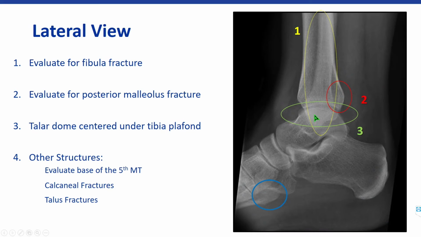We're going to move on to the lateral view. So on the lateral view, some of the important images to look at or things to evaluate here: you're looking for a fibula fracture. This is often where you're going to find those oblique fibular fractures, those Weber classifications.